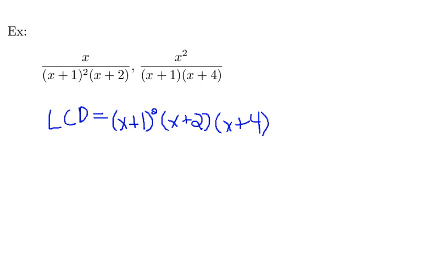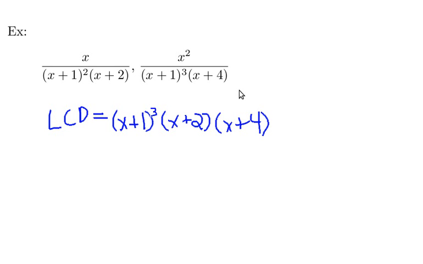If this were 3, no, let's change this second one here. Again, this is a fundamentally different problem. Let's say that this were 3. If this were x plus 1 cubed, then the LCD would be x plus 1 cubed, because 3 is bigger than 2. You always pick the one that is biggest. Since this appears 3 times, you choose x plus 1 quantity cubed. Then it also has at most 1 x plus 2 and at most 1 x plus 4.